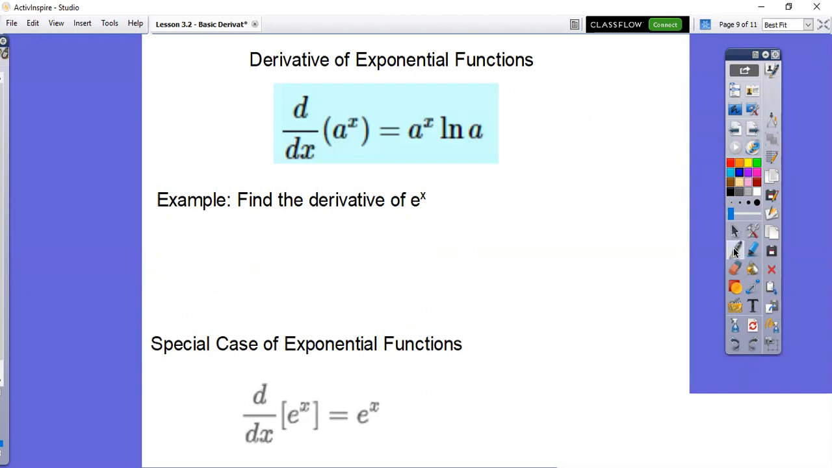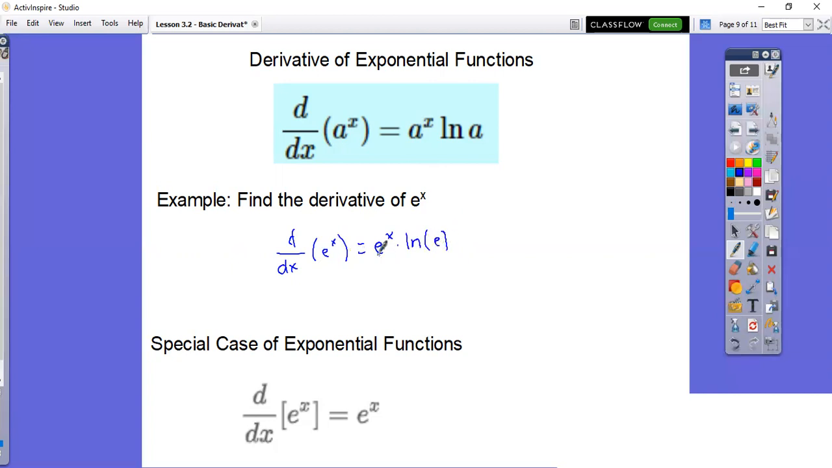All right, so then we are also going to look at derivatives of exponential functions. So if I take the derivative of a to the x, this is a to the x, same term, times ln of whatever the base of the exponential function is. There's a special case of exponential functions, and we're going to use this definition right here to show this special case. So if I want d dx of e to the x, using this rule right here, this would be e to the x, same term right here, times ln of the base of the exponential function.